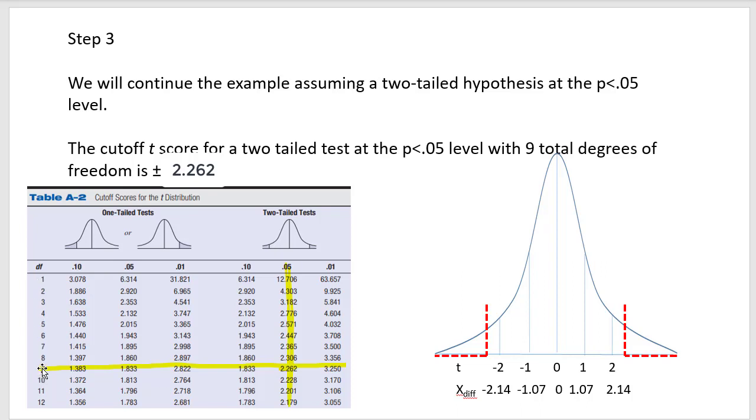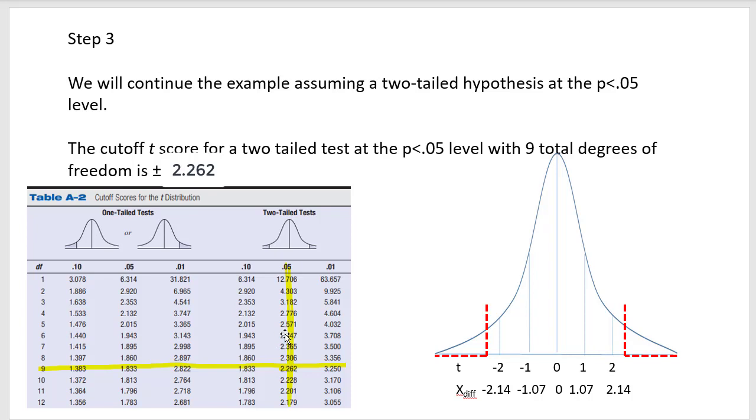We find that for 9 degrees of freedom on a two-tailed test at the 0.05 level, we have a cutoff score of 2.262. What that means is that if the difference between our two groups has a t-score greater than 2.262, then we have a significant result. If it is equal to 2.262 or lower, then we do not have a significant result.